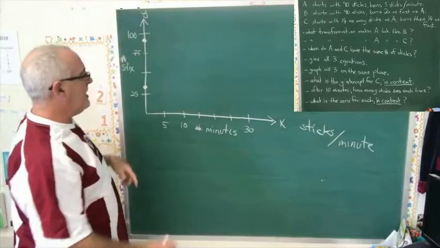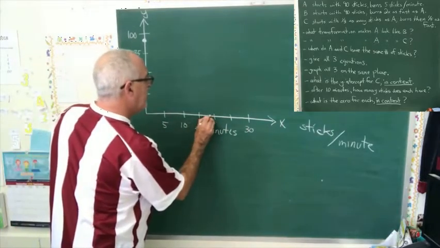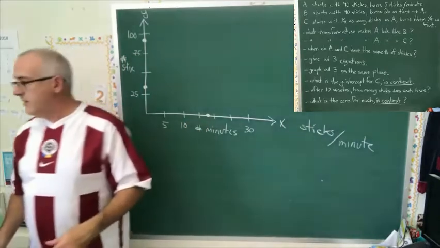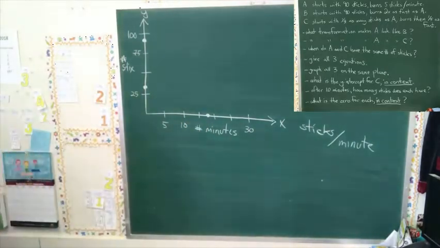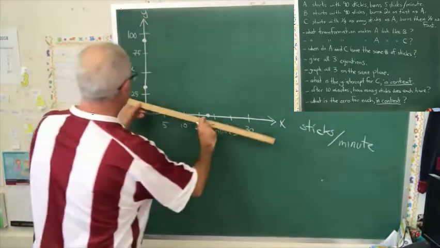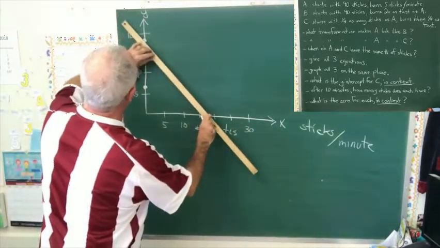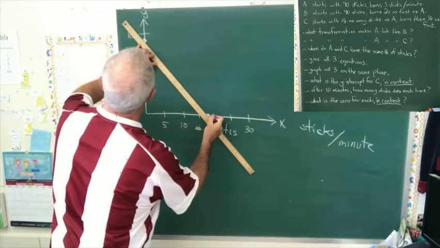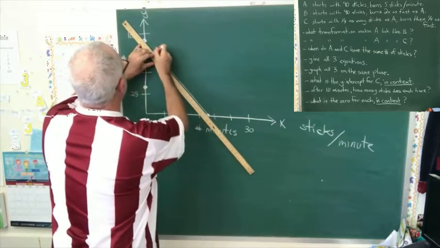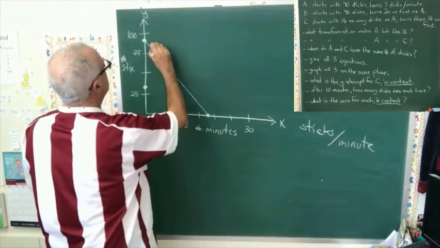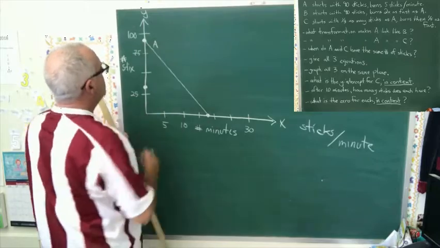So it takes 18 minutes, which is going to be right about here, for A to finish all of A's sticks. Where's my ruler? Here's my ruler. Okay, so let's start at the point (0, 90) and finish at the point (18, 0), and we have graphed A. I'm going to put an A here to label it.